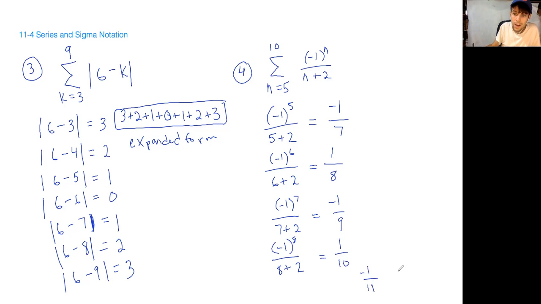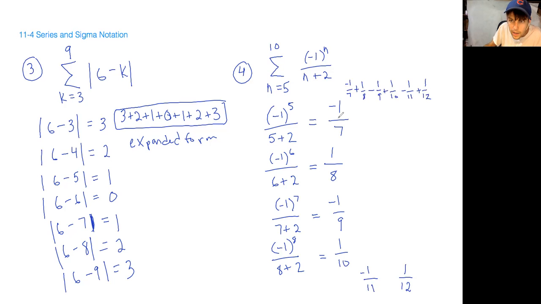That's when n was 9. And then positive 1 over 12. That's when n was 10. And then 10 is where we're supposed to stop. So the way that I would write this series out in expanded form, negative 1/7 plus 1/8 minus 1/9 plus 1/10 minus 1/11 plus 1/12.